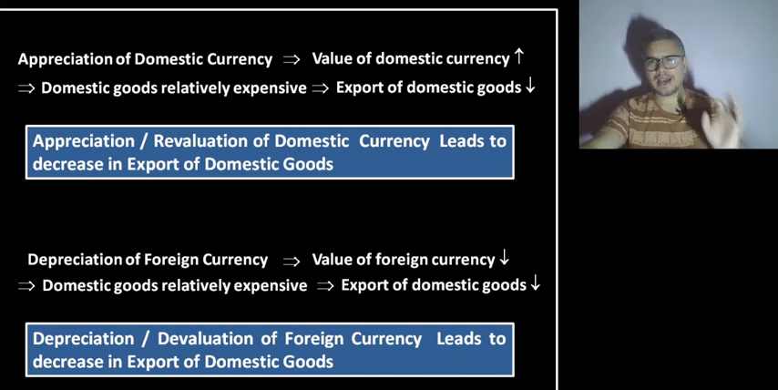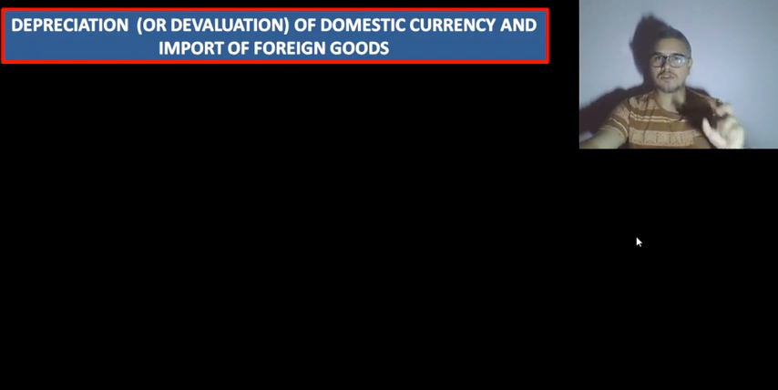Till now, we have discussed the impact of appreciation or depreciation of domestic currency on the export of domestic goods. Now we will discuss the impact of depreciation or devaluation of domestic currency on the import of foreign goods. How will it impact the import of foreign goods to India? If Indians are importing some foreign goods from USA, how is it going to impact if the value of rupee decreases in terms of US dollar?